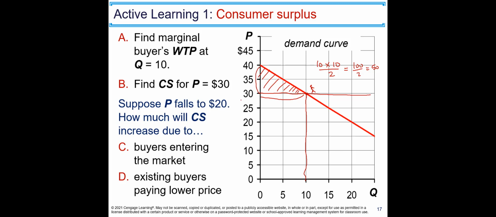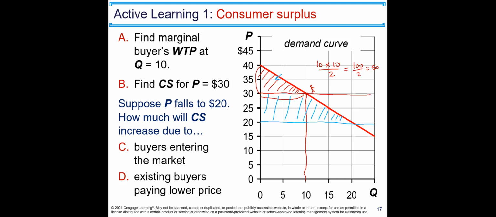Now let's assume that price falls to 20. How much will consumer surplus increase due to buyers entering the market and due to existing buyers paying lower price? So now in this case, price drops to 20. This is new price line. And previous consumer surplus was this area. But now we have an additional area, right? This is an additional consumer surplus added. Why? Because the price falls to $20.